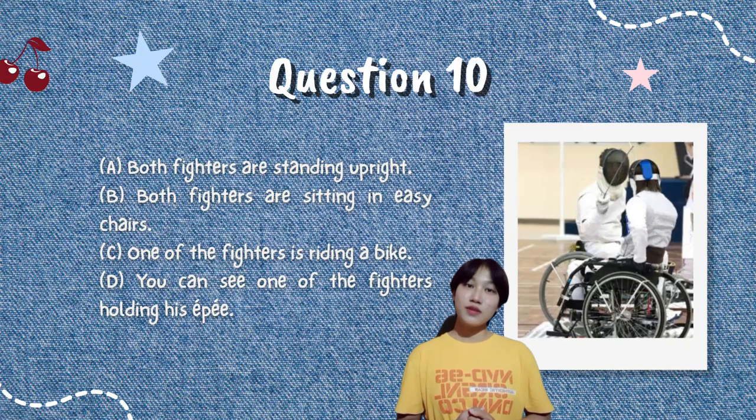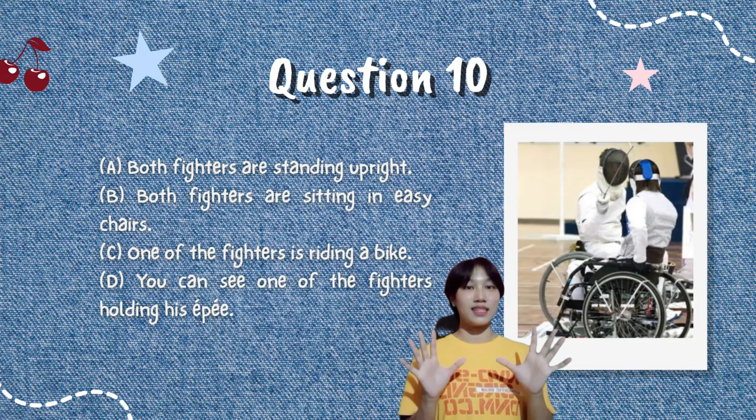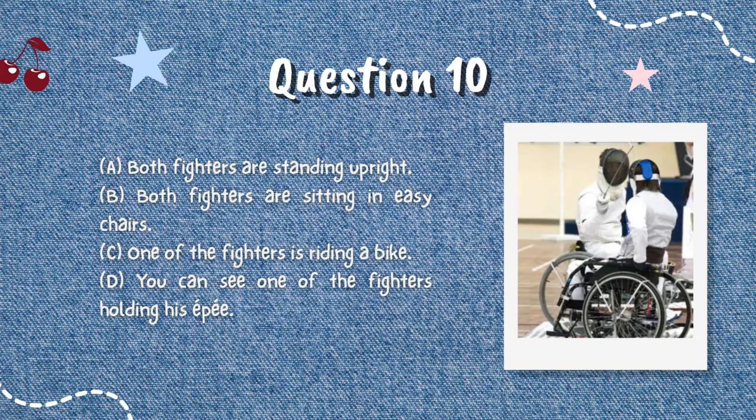Next, let's move on to question number 10. A. Both fighters are standing upright. B. Both fighters are sitting in easy chairs. C. One of the fighters is riding a bike. D. You can see one of the fighters holding his épée.